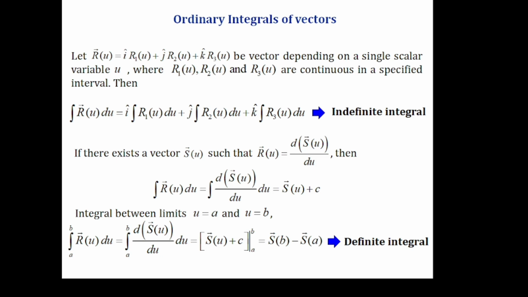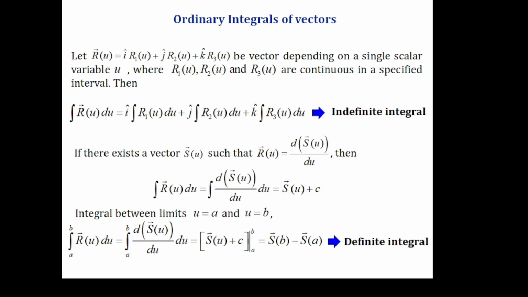Suppose there is a vector r and u is the scalar variable. So for components we can write r = i cap r1(u) + j cap r2(u) + k cap r3(u). That means the vector is r and it has a single scalar variable u, and r1, r2, r3 are continuous in a specified interval. So the integration of r(u) du is called the indefinite integral.